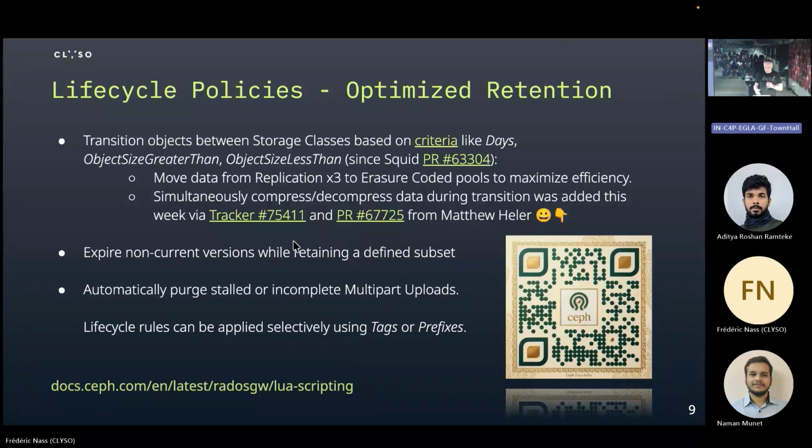So you could also use lifecycle policies to expire non-current versions while retaining a defined subset of versions of an object, automatically purge stale or incomplete multi-part upload parts. And lifecycle rules can be applied selectively using tags or prefixes. So you decide which objects.